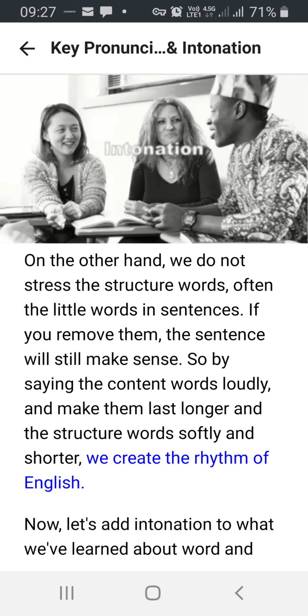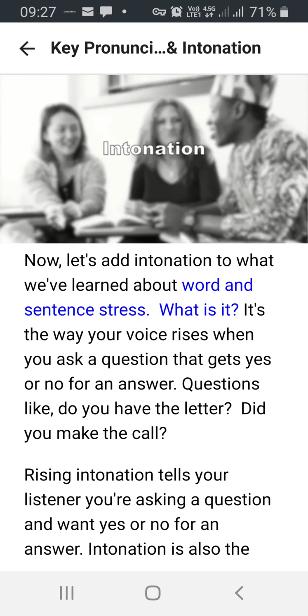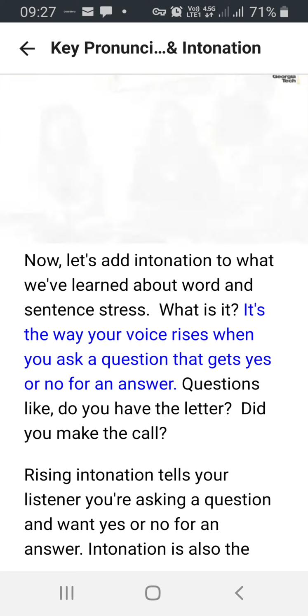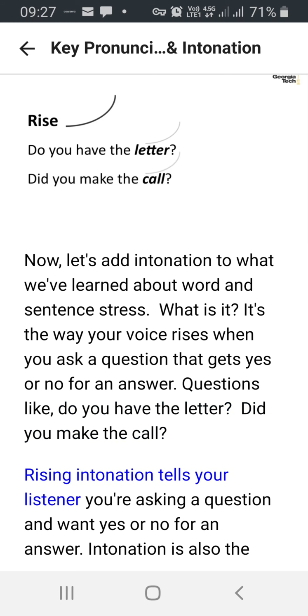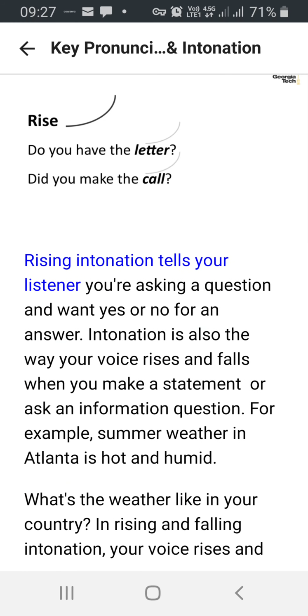Now, let's add intonation to what we have learned about word and sentence stress. What is it? It's the way your voice rises when you ask a question that gets yes or no for an answer. Questions like, do you have the letter? Did you make the call? Rising intonation tells your listener you are asking a question and want yes or no for an answer.